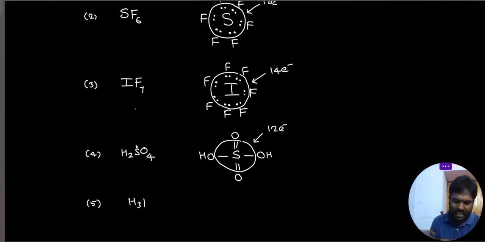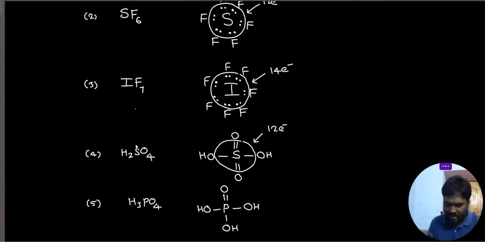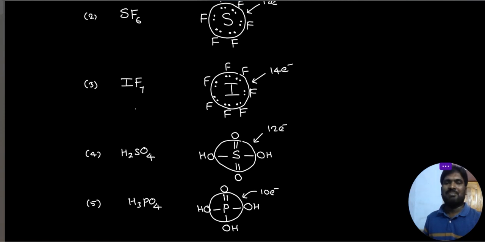You can take orthophosphoric acid also, H3PO4. This one also we can take. Around the phosphorus, how many bond pairs are there? 5. 5 twos are 10 electrons. So greater than 8 electrons. These are all examples of expanded octet molecules. Understood? Now, some other exceptions are also there.